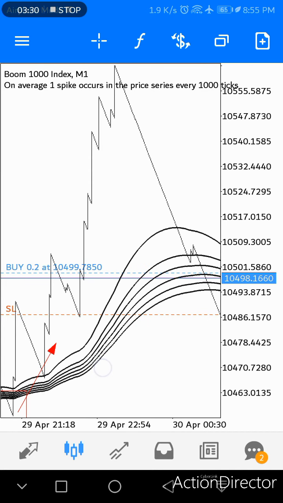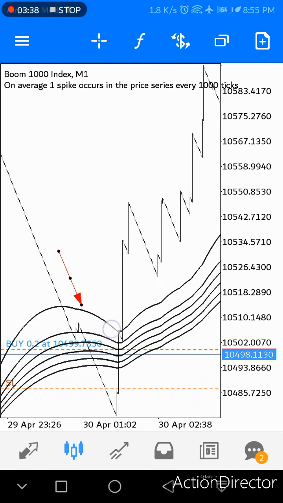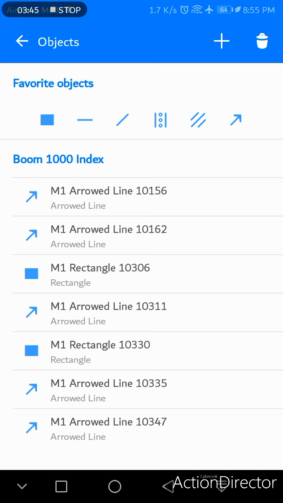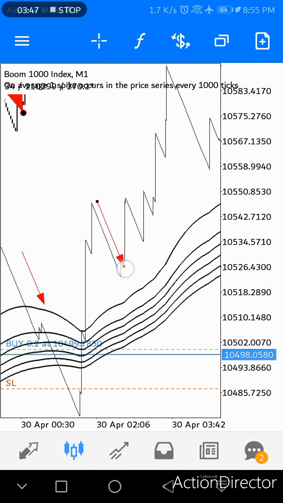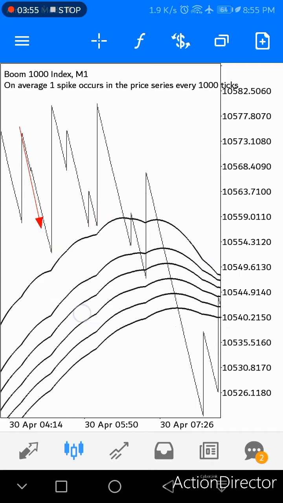Once the market goes upward and comes closer to the moving averages, the spike will appear. Set your stop loss, open your position and wait for the spike. Once the price is closer to the moving averages, a spike will appear.